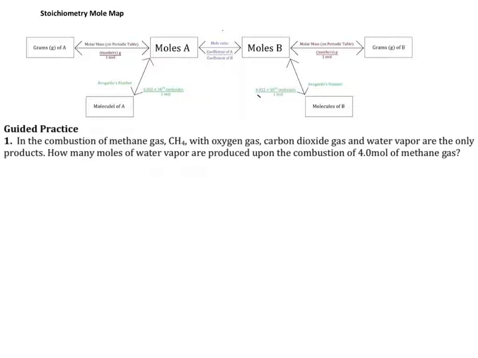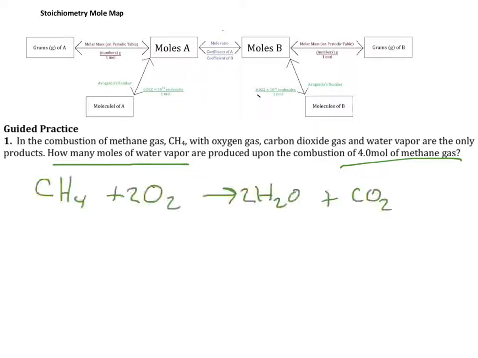So let's read what's happening here. In the combustion of methane gas with oxygen gas, carbon dioxide and water vapor are the only products that are produced. And the question is, how many moles of water vapor are produced upon the combustion of 4 moles of methane gas? Before you do anything, what you need to first do is write a balanced chemical equation. As you can see, this is the balanced chemical equation for the reaction above.